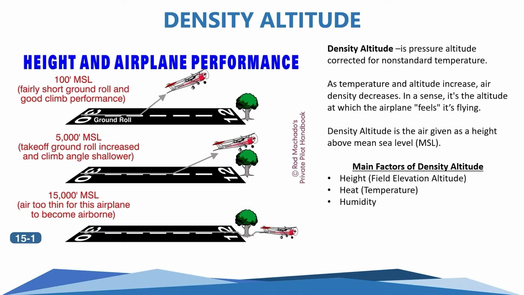Very simply, if we look at aircraft performance, if your aircraft is taking off at 100 feet MSL, very close to sea level, it's going to have a relatively short ground roll and pretty good performance. On a decent day, taking off at sea level in a 172, you're usually getting 1,000 feet per minute. Now, if we take off from a higher density altitude or a higher altitude airport, let's say 5,000 feet, we're going to have an increased ground roll, and our climb performance is going to degrade because we have a higher density altitude.